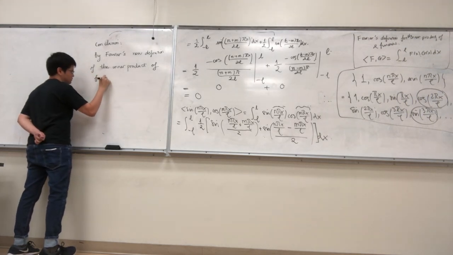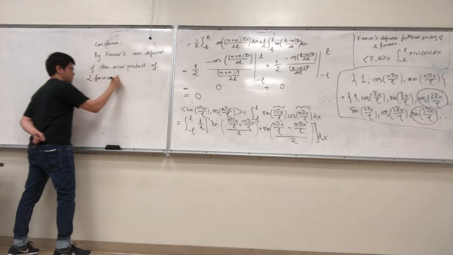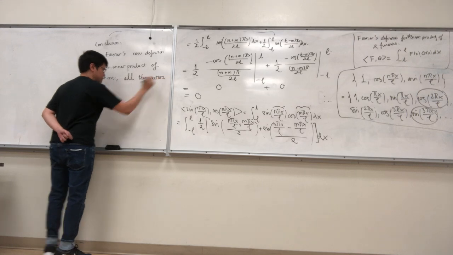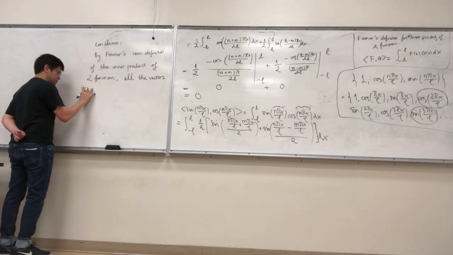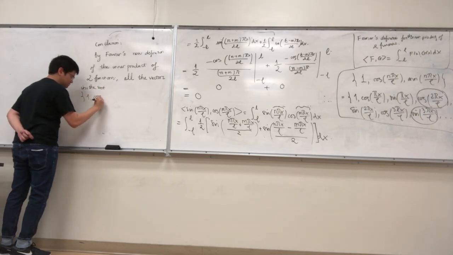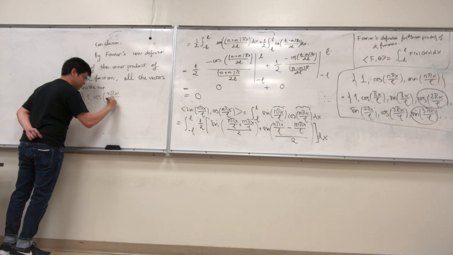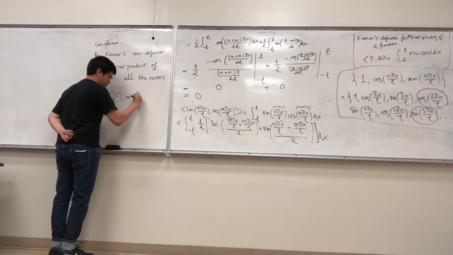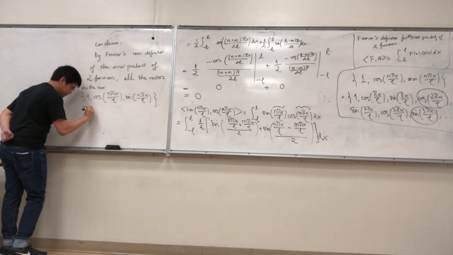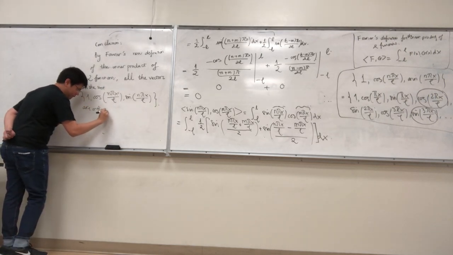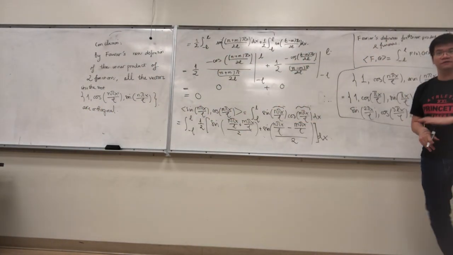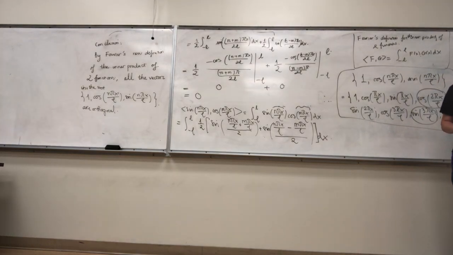Functions of two functions. All the vectors in the set 1, cosine of n pi x over L and sine of n pi x over L are orthogonal. Right? This is a very nice observation, and this is one of the biggest discoveries in mathematics.